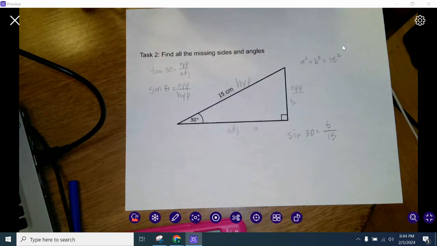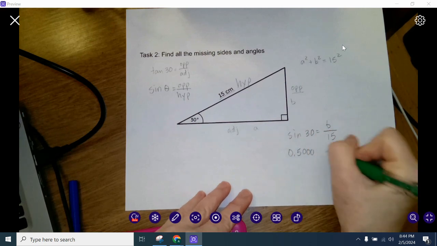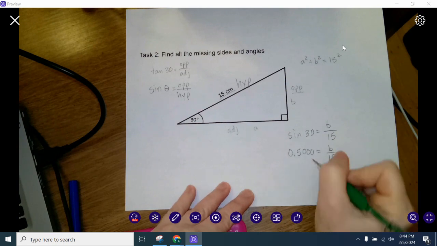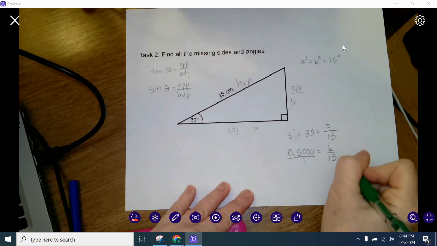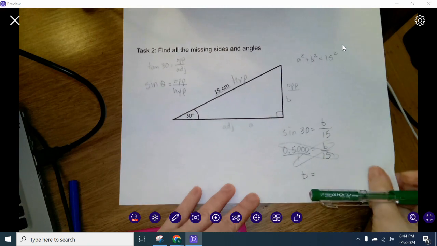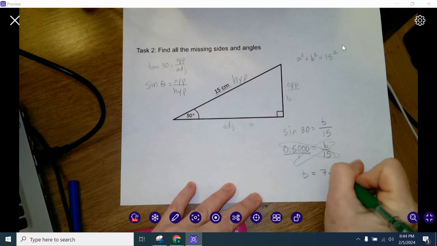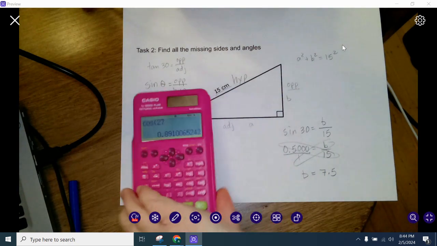So 0.5 is equal to b over 15. And just like we did with the tangent ratios, just put a 1 underneath it and use your cross multiplying. So I get b is equal to 0.5 times 15, which would be 7.5. Okay, we could also do that on the calculator.